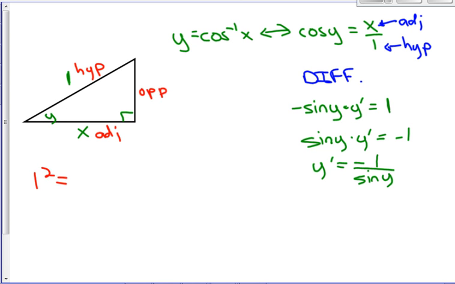And again, it's the same sort of gag. We're looking at Pythagorean theorem. 1 squared equals x squared plus, again, I'll call this b squared. So 1 minus x squared equals b squared, or b is root 1 minus x squared.